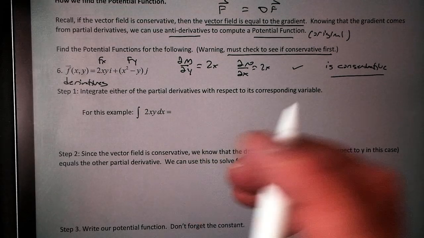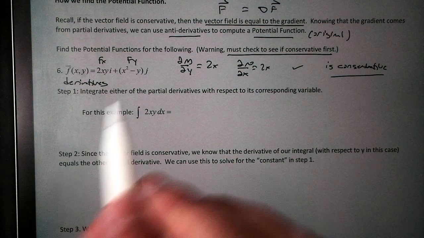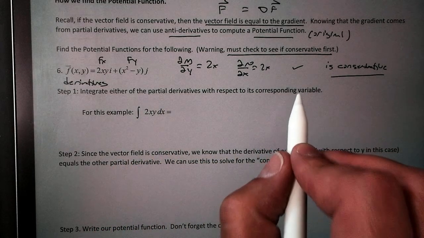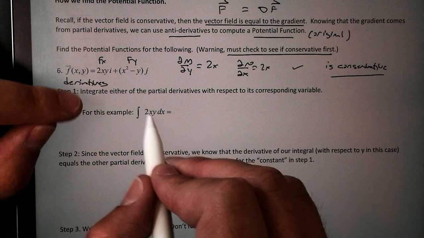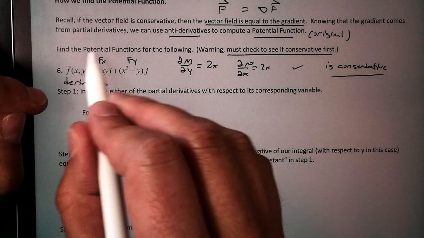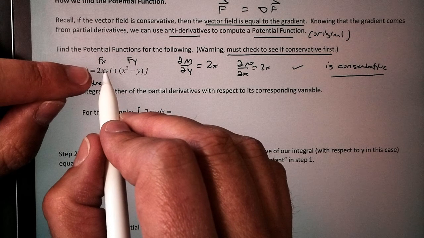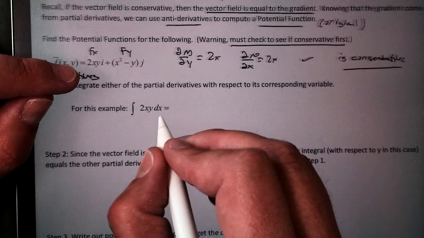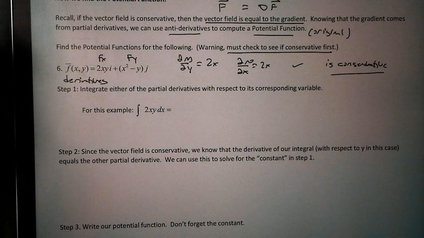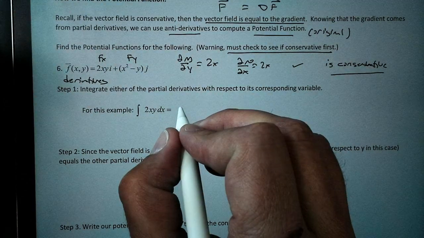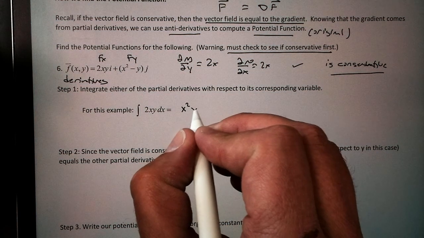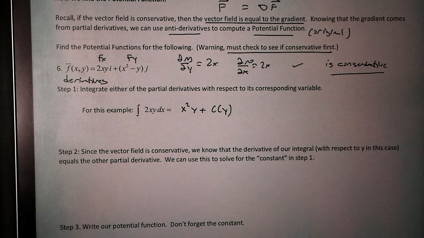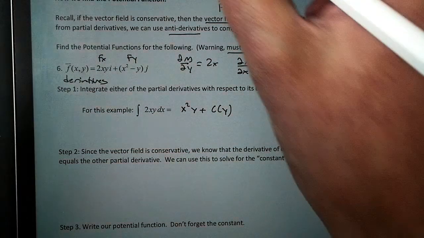Now that we know that this vector field is conservative, we are able to solve for the potential function. We will have to integrate. So step one, we want to integrate either of the partial derivatives with respect to its corresponding variable. I'm picking the 2xy. Now remember, the first partial derivative right here is with respect to x, so when I integrate it, I'm only integrating with respect to x, not y. We did this earlier this year; there's an earlier video if you need to take a look at that. When we integrate this one, we get x squared y plus some constant with respect to y. And that's what we wind up with here.